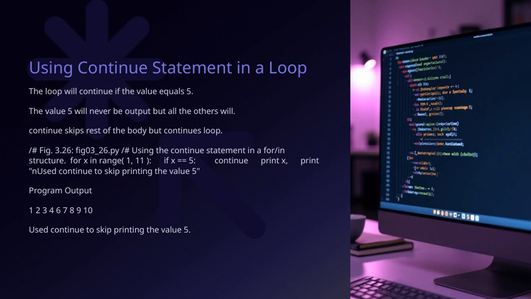And in this example, the output confirms that 1, 2, 3, 4, 6, 7, 8, 9, and 10 are printed, while 5 is skipped. The final line explains that we used continue specifically to skip printing the value 5. This concept ties into the overall theme of controlling loop behavior efficiently and making our code more precise in handling different cases.